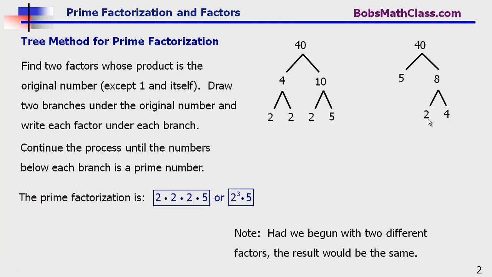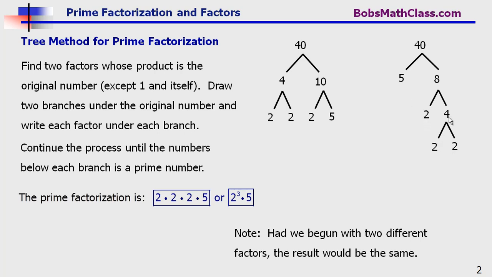How about 2? 2 is a prime number. Is 4 a prime number? No, it's not. So we'll branch that out again. That's 2 times 2. Again, writing only the prime numbers that we end at.